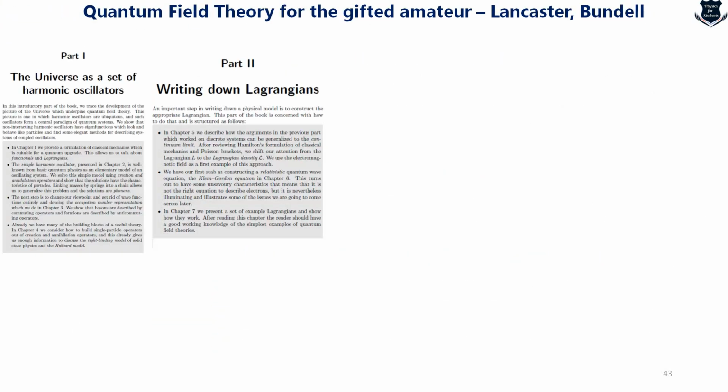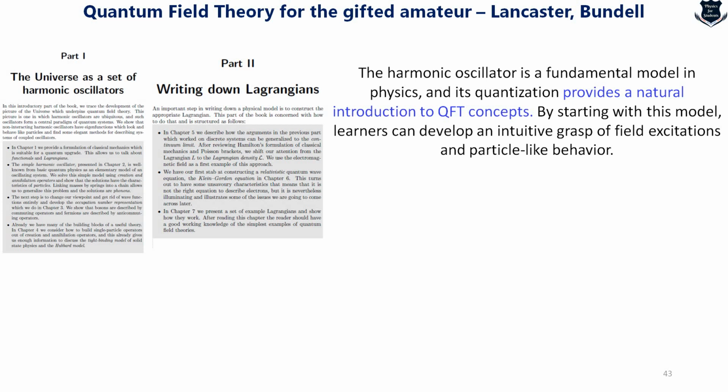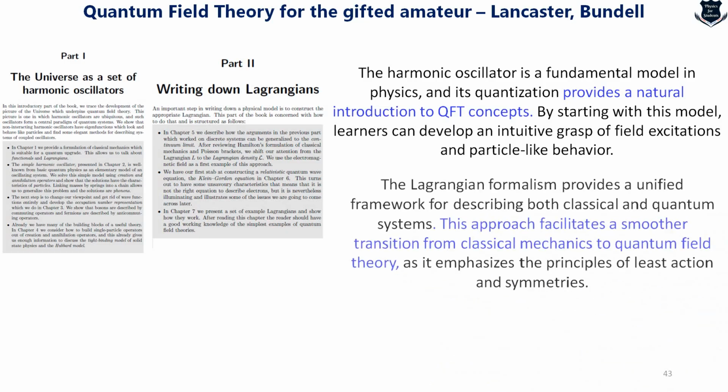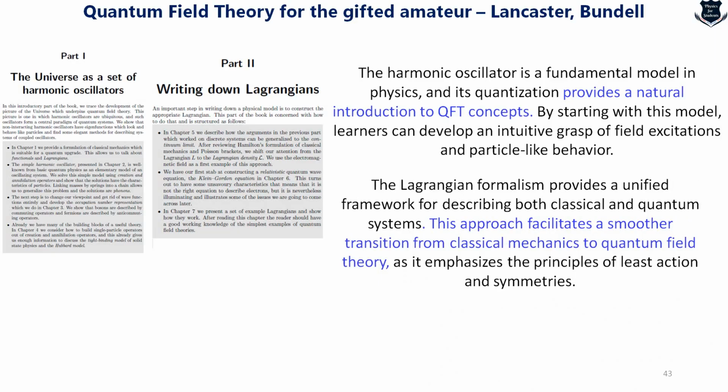If I talk of the limitations, okay, before I talk of that, you see here part 1 and part 2. Typically what I liked about this book is that it introduces harmonic oscillators. Why? Now you see that a harmonic oscillator is something very fundamental to classical mechanics. So understanding the concept of quantization from classical mechanics to QFT becomes easier. So with this model, the learners can develop an intuitive grasp. And also the Lagrangian formalism. This approach actually gives a smoother transition from classical mechanics to QFT.